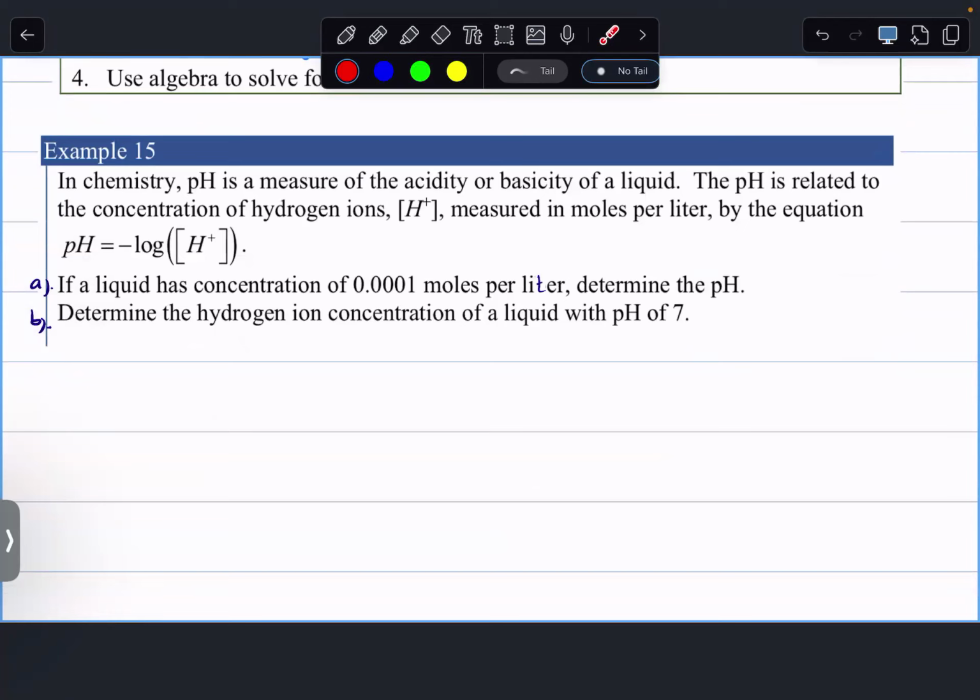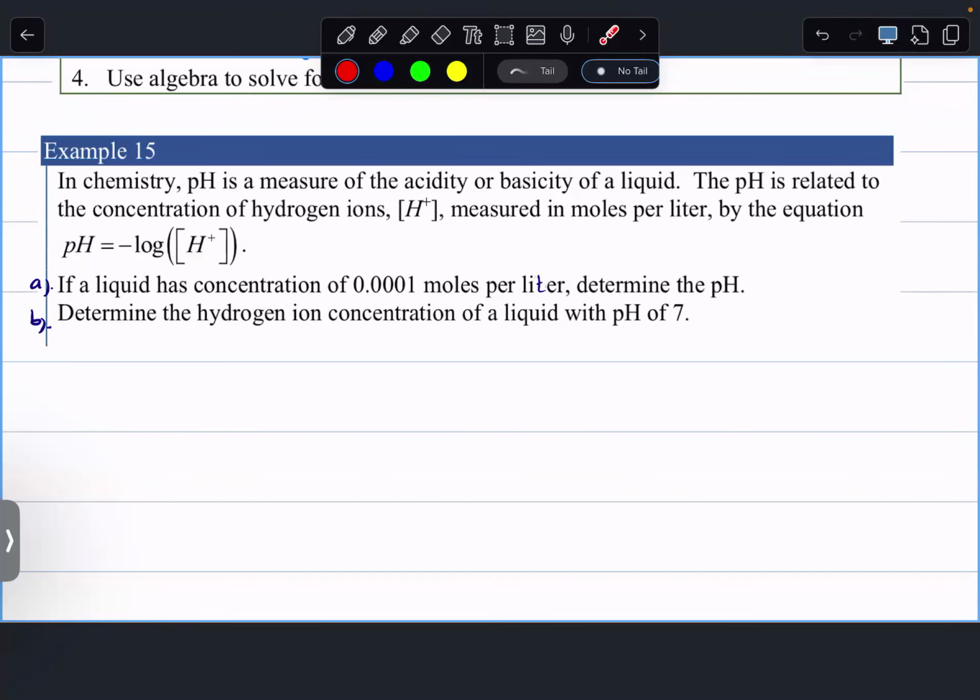As I'm sure you're aware, in chemistry, pH is a measure of the acidity or basicity of a liquid. I want to say basicity because it's basic, right? I don't know, basicity? No, I don't think so. The pH is related to the concentration of hydrogen ions, H plus, and we have this equation where the pH is the negative log of the hydrogen ion concentration.